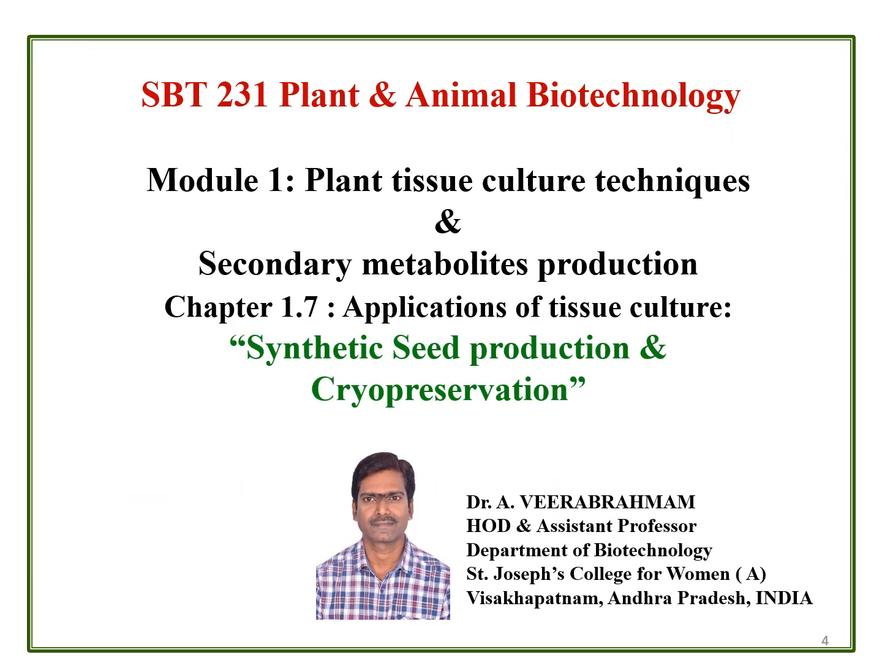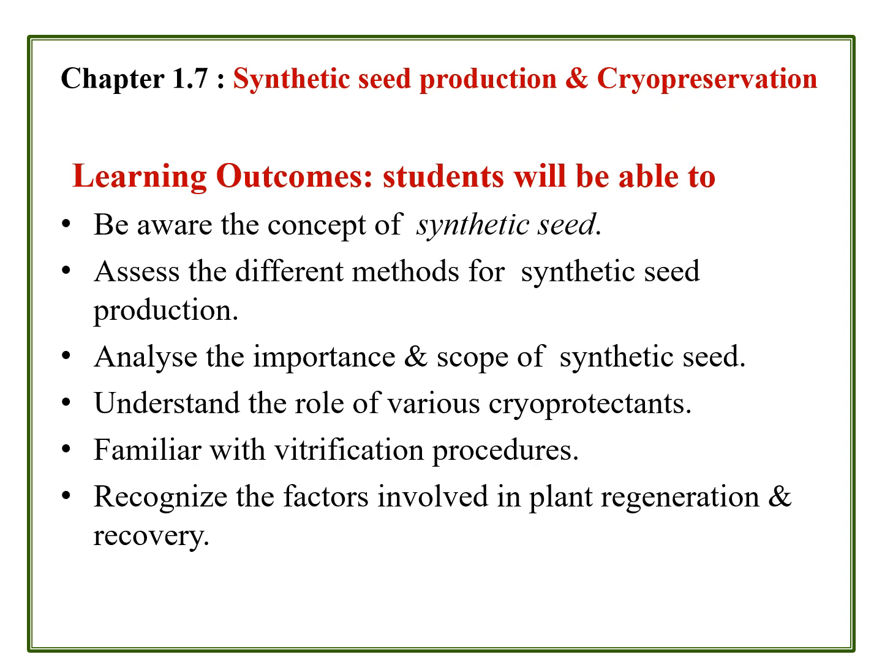Welcome back to the Plant and Animal Biotechnology course. That's the first module, plant tissue culture techniques and secondary metabolites production. Chapter 7 deals with the applications of plant tissue culture, synthetic seed production and cryopreservation. Wonderful applications of plant tissue culture and plant biotechnology especially. So these are the learning outcomes for the students.